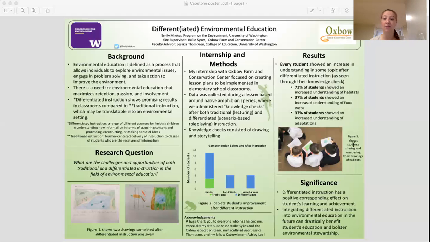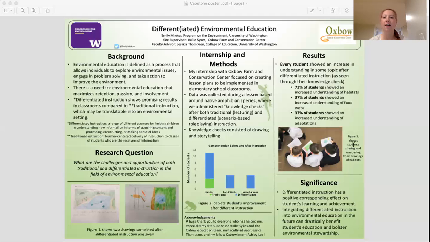On the other hand, students who received our piloted lesson about amphibians were given multiple different forms of instruction throughout the course of their 1.5 hour lesson, and were asked to complete knowledge checks that consisted of drawings that were labeled or storytelling after both traditional and differentiated instruction. So we started our lesson out by lecturing the students with a PowerPoint about the species we focused on. And after that lecture was finished, we asked them to draw an ideal amphibian habitat or write a story about an ideal amphibian habitat. After they were done with that, we asked them to share and go over what they had done.